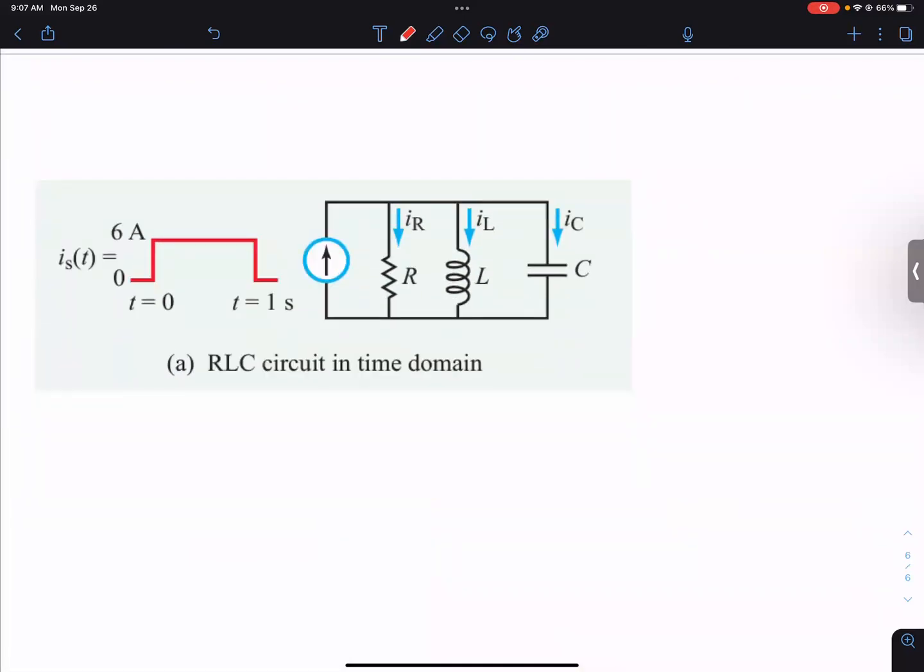So let's look at this one. Okay, first step. Okay, so we need to do what? Transform into the S domain. So this is our input signal. Anybody know how to write that input signal in a mathematical form?